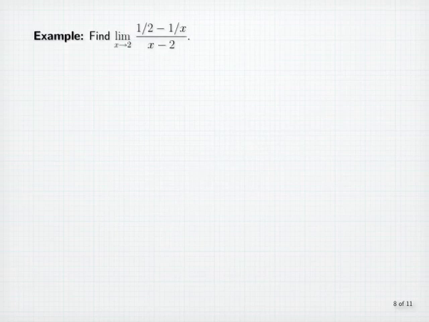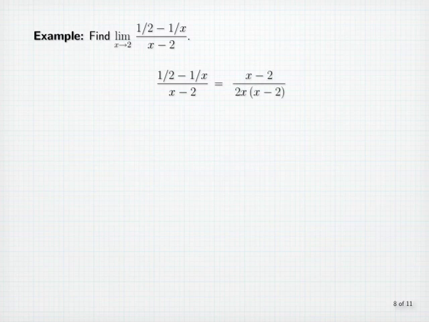Another example. Let's find the limit as x approaches 2 of 1/2 minus 1 over x, divided by x minus 2. Again, we begin by simplifying. Let's first multiply the numerator and denominator by 2x, which gives us x minus 2 in the numerator divided by 2x times x minus 2. So we can now cancel the x minus 2 factor, and we're left with 1 divided by 2x.